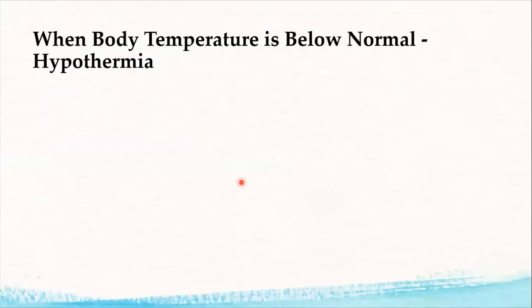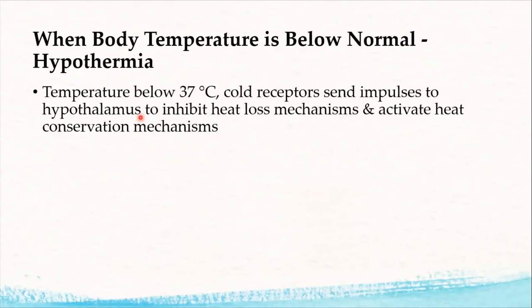And when the body temperature is below normal, the situation is known as hypothermia. The temperature is below 37 degrees Celsius, actually lower than 36. The cold receptors send impulses to the hypothalamus to inhibit the heat loss mechanisms and activate the heat conservation mechanisms. It makes the body conserve its heat.